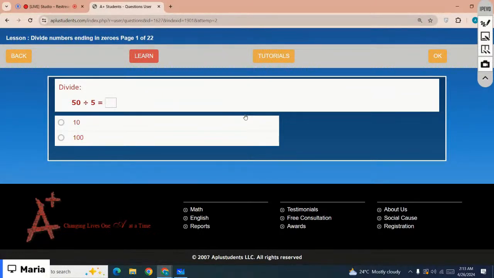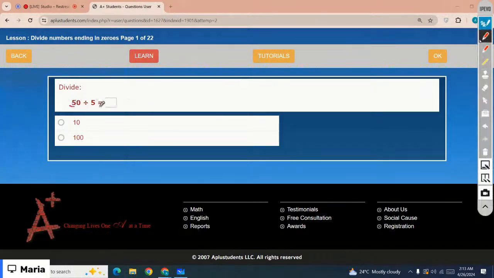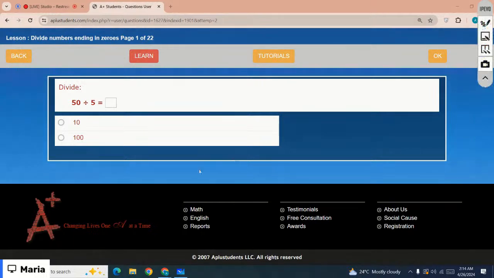50 divided by 5 equals, just divide the non-zero numbers, right? Non-zero means you have to divide 5 divided by 5. So then that would be very easy, right? 5 divided by 5 is 1. So the correct option is 50 divided by 5, you need to add the zero to the answer. So that would be 10, right? Option number 1 is the correct option, 10 is the correct option.